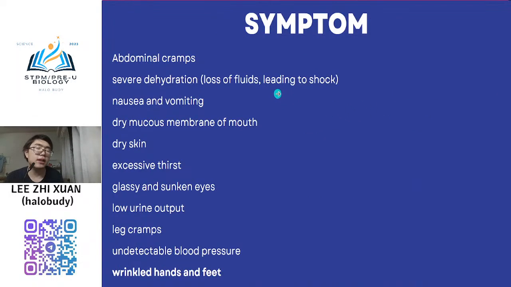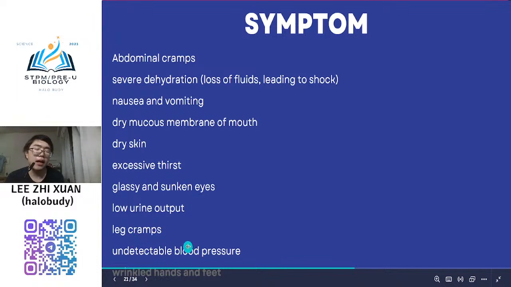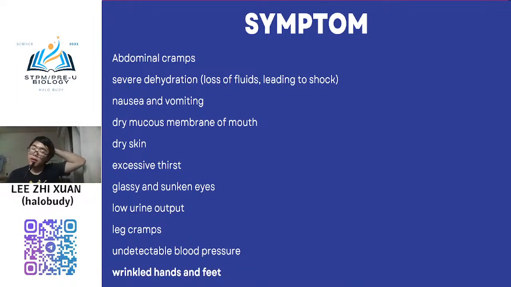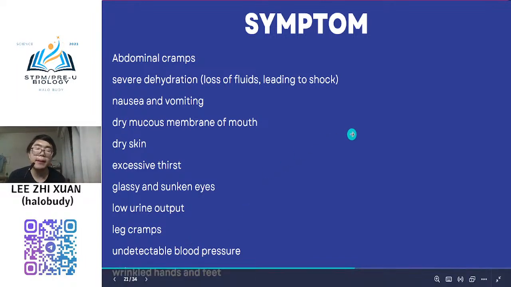And about the symptoms of this disease, normally these are the symptoms: abdominal cramps, severe dehydration, nausea, vomiting, dry mucous membranes, dry skin, excessive thirst, sunken eyes, low urine output, leg cramps, very low blood pressure, or even wrinkled hands and wrinkled feet. Okay, so these are the major symptoms.